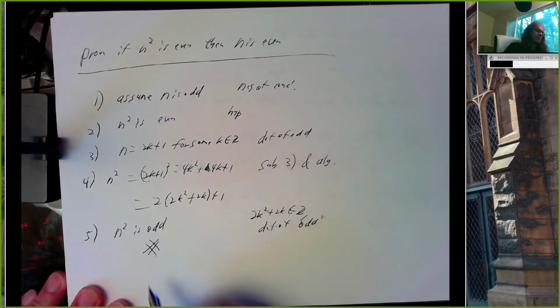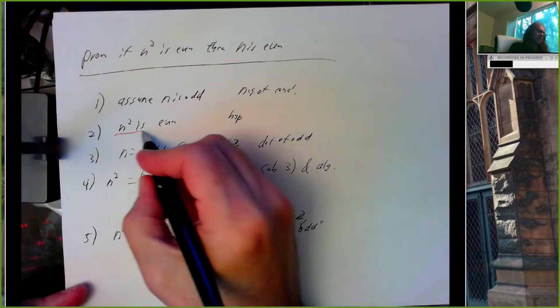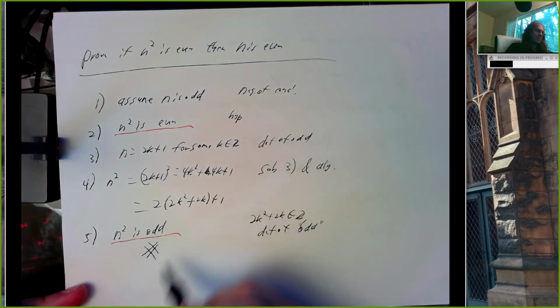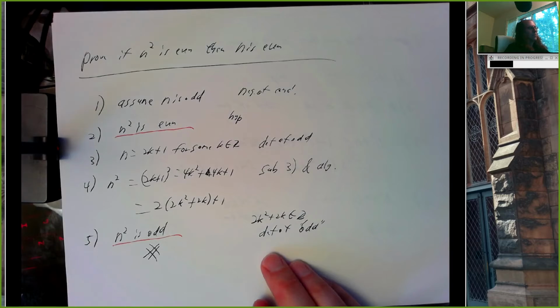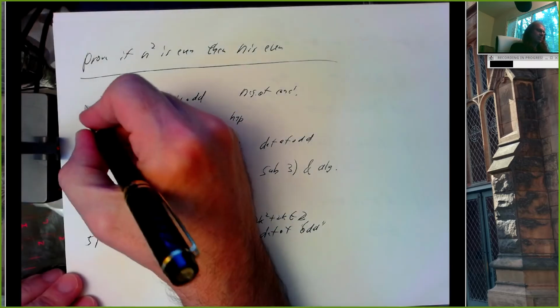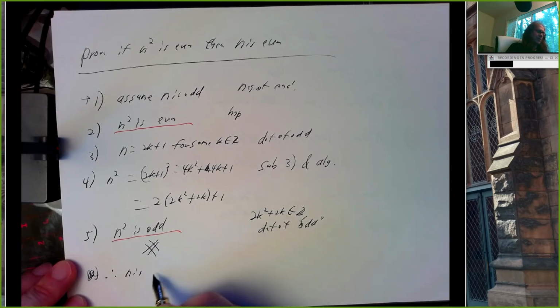And that's a contradiction, because we previously stated as true that n squared is even, and here we've got n squared is odd. Since we reached a contradiction, this assumption must be wrong, and so therefore n is not odd, and so n is even.